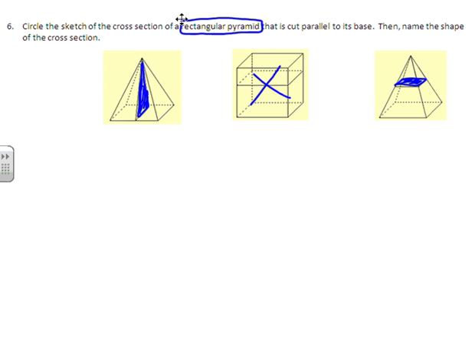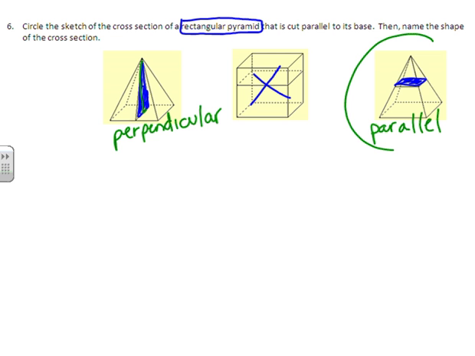In the first one, this forms a 90-degree angle, so this one is perpendicular. That's not the one that we want. This one is parallel, so this one is the one that we want. Now name the shape of the cross section. A lot of people are quick to say square, but we don't know if that's a square. All it tells us is that it's a rectangular pyramid. So the most specific that we can be is saying that that cross section is a rectangle.